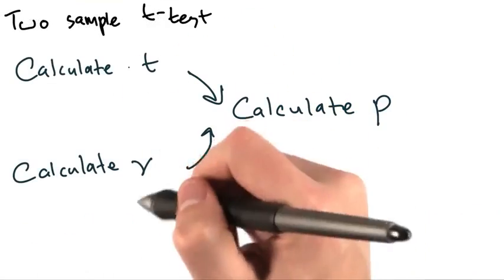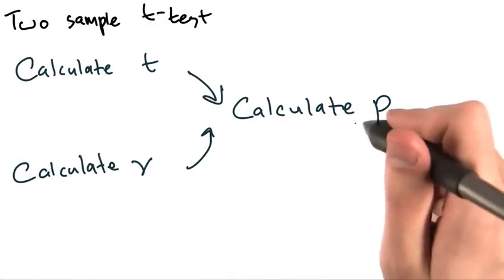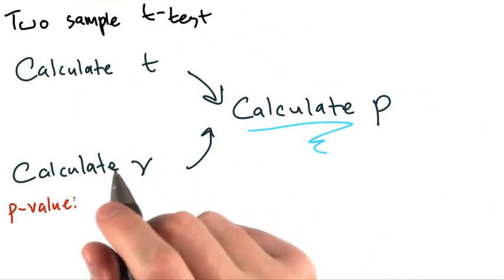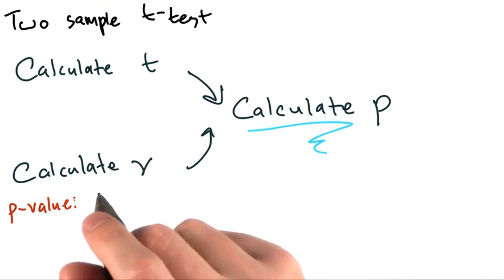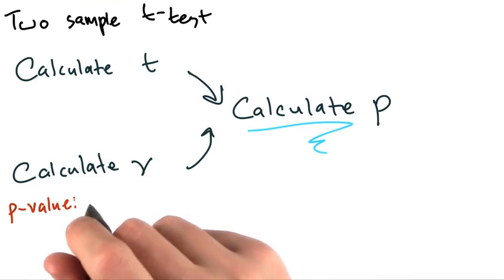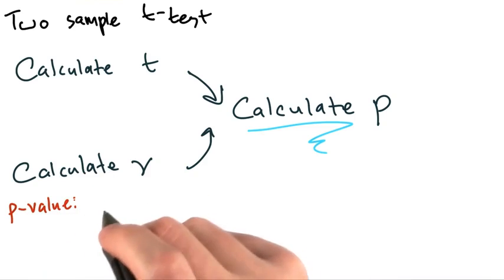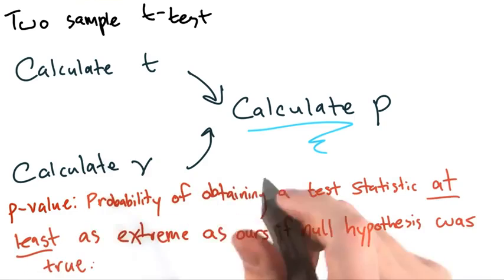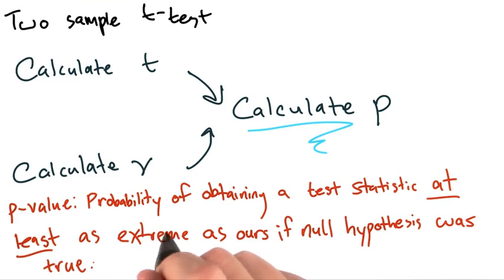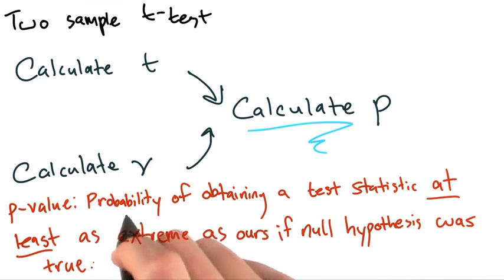Alright, so once we have these two values, we can estimate the p-value. Conceptually, the p-value is the probability of obtaining a test statistic at least as extreme as the one that was actually observed, assuming that the null hypothesis was true. The p-value is not the probability that the null hypothesis is true given the data.